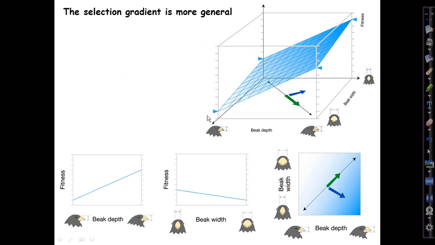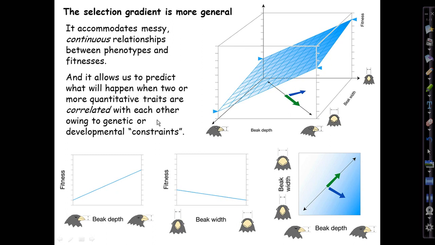Okay, the selection gradient has many advantages other than that it can handle continuous and messy relationships between phenotypes and fitness. It also can be extended to multiple dimensions at once, so it allows quantitative geneticists to predict what will happen if two or more quantitative traits are correlated with each other owing to genetic or developmental constraints on the development of the individuals somehow.